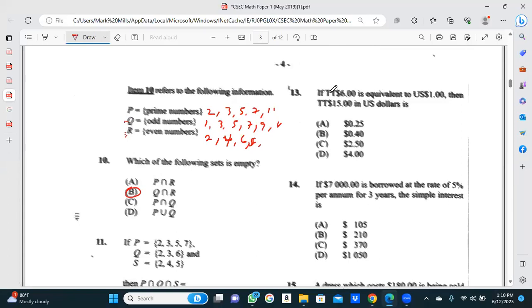Number 13, C. We did number 14, dog. Dog, right? So this will be 15. $15 divided by 6, which means $2.50. This one, the interest will be equal to 7,000 times 5 times 3 all over 100. So it's going to be 1,050.